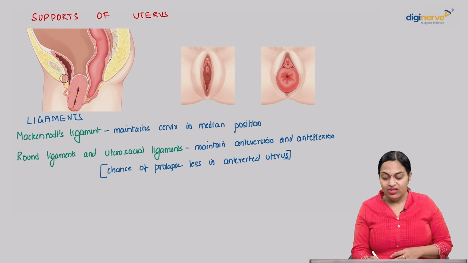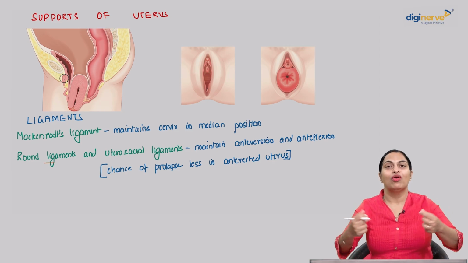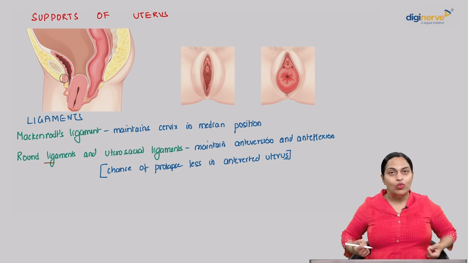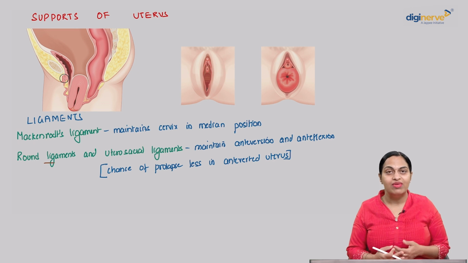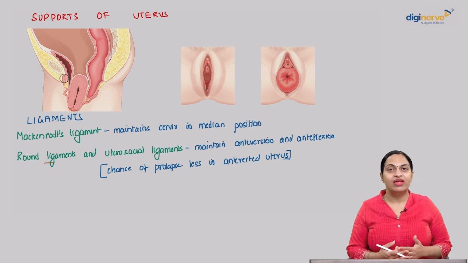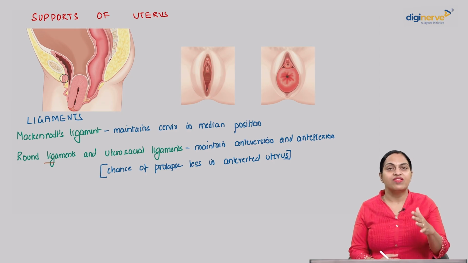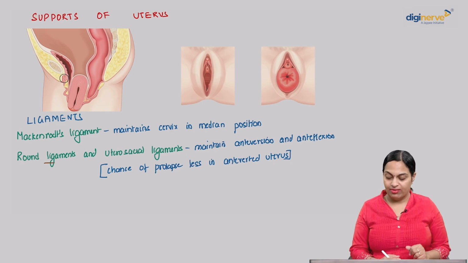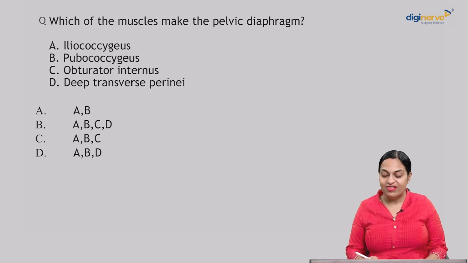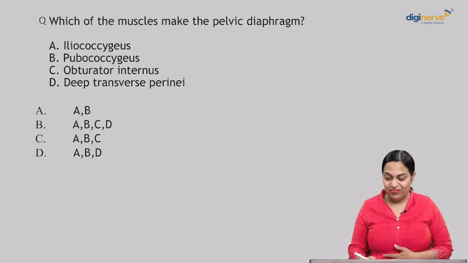And then again, the round ligament, the forward pull of the round ligament, and the backward pull of the uterosacral ligament is responsible for maintaining the angle of antiversion and antiflexion. When the uterus is antiverted, there is less chance of prolapse. Which of the muscles make the pelvic diaphragm, right?